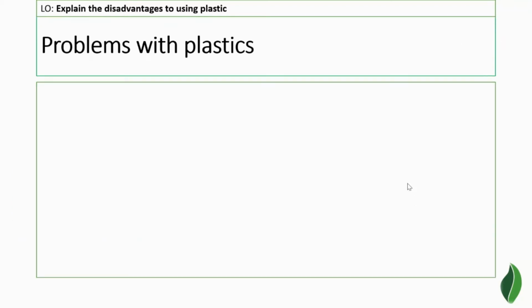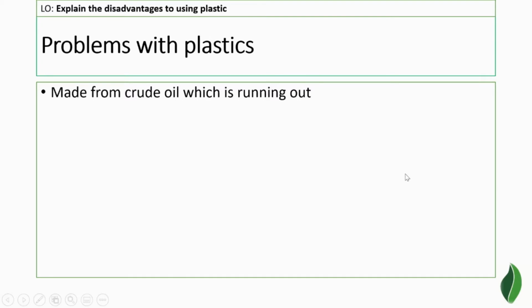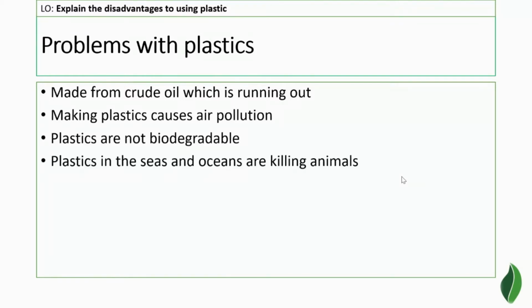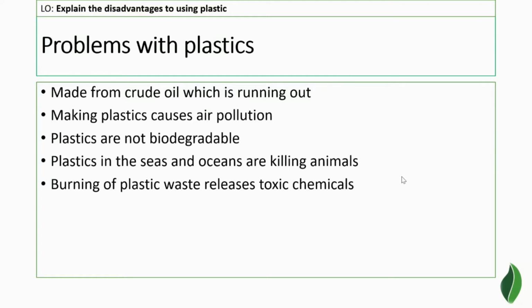Okay, to summarise, problems with plastics. They're made from crude oil, which is running out. Making plastics causes air pollution, so burning the fossil fuels, so the crude oil, in order to separate it out into its useful substances, as well as transporting it. Plastics are not biodegradable. Plastics in the seas and oceans are killing animals. Burning of them releases toxic chemicals. So can you pause the video and write down these under the title of problems with plastics?